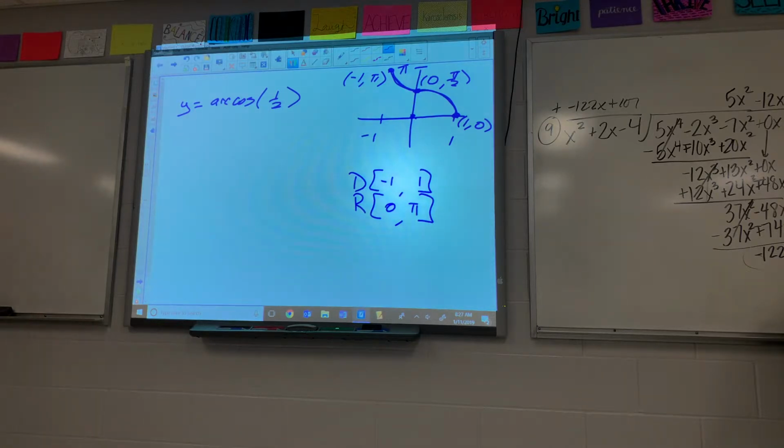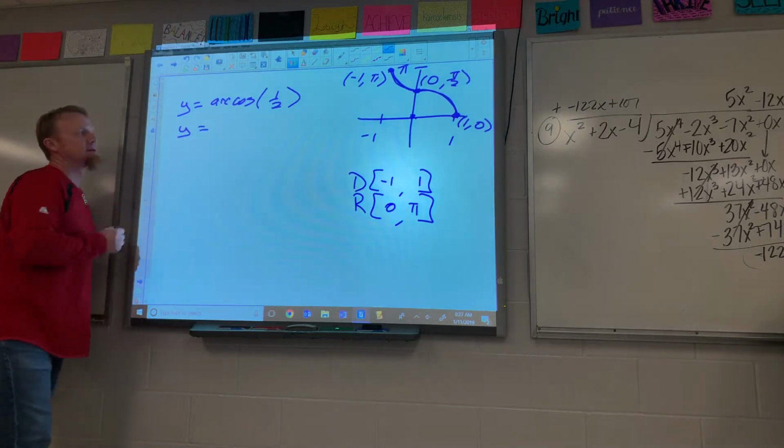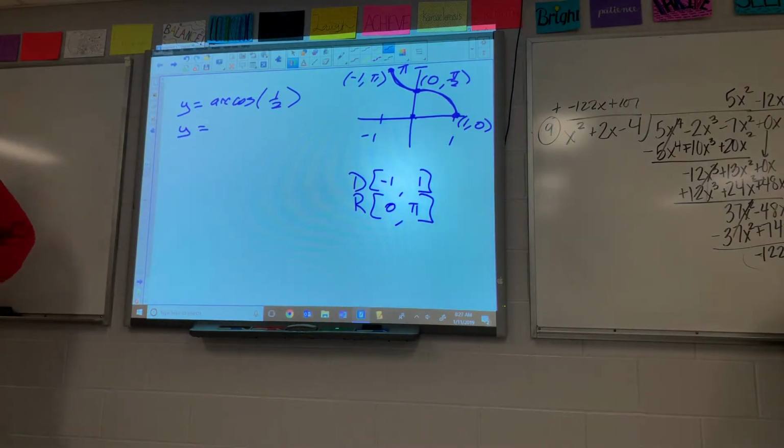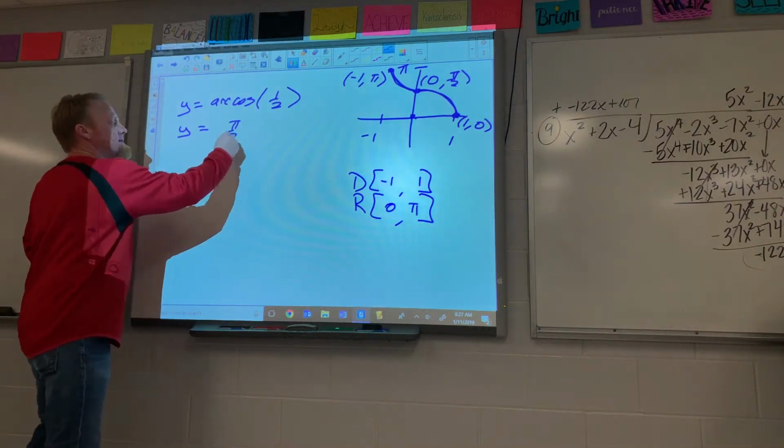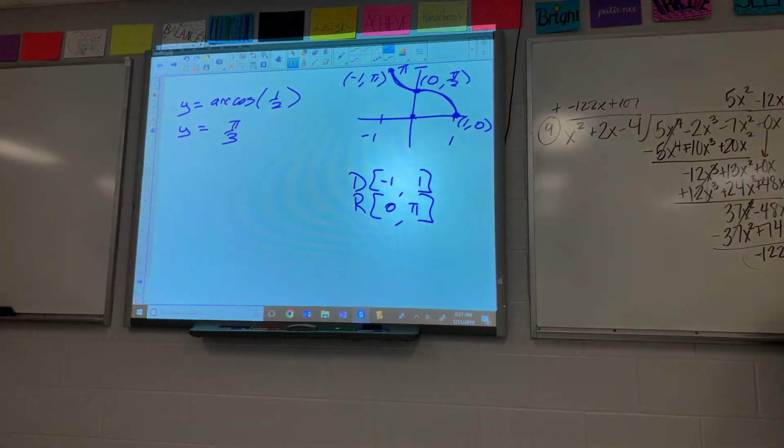So, can anybody give me the answer to this one? Pi over 3. Very good. So my answer is pi over 3. How'd you get it? You found cosine and you found 1/2. You found that match, and then the missing piece was pi over 3. So that means pi over 3 is my answer. How do you feel about that?